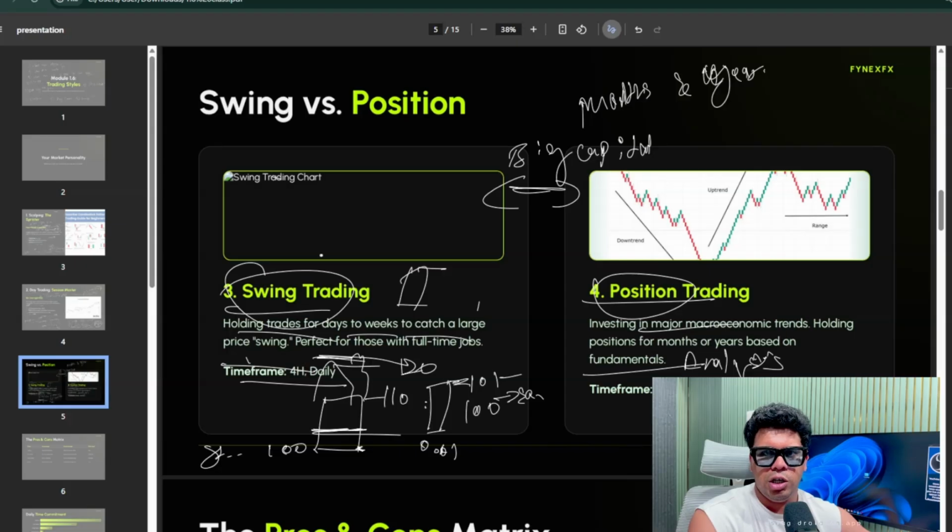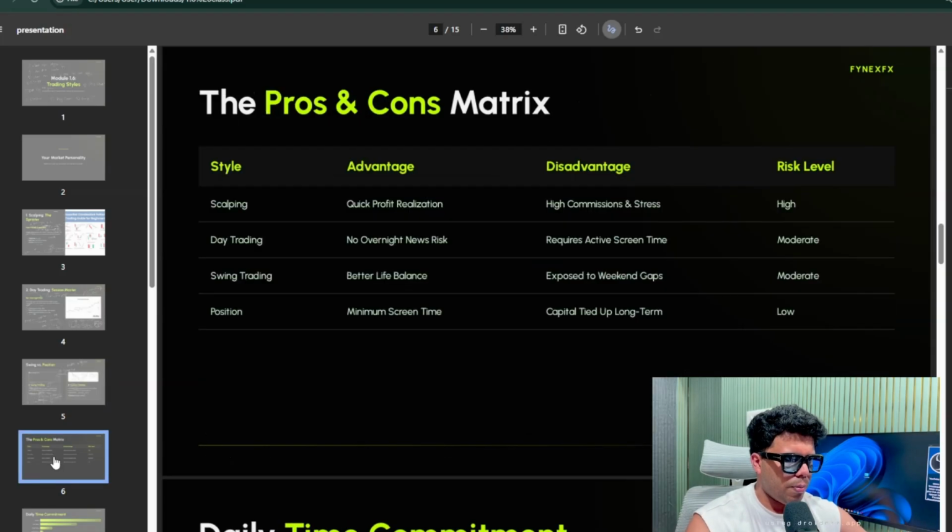It's not necessary to understand each and everything in a single video. That's why we created all these classes step by step. If you miss a single video, you're not going to understand the next class. Anyway, right now we're going to understand the pros and cons in this matrix.